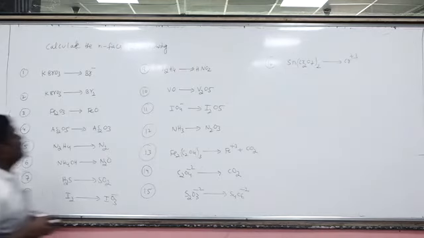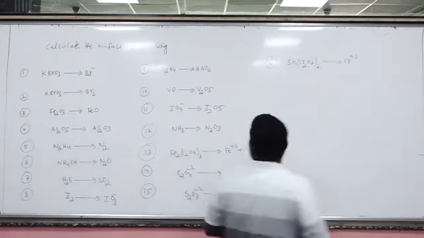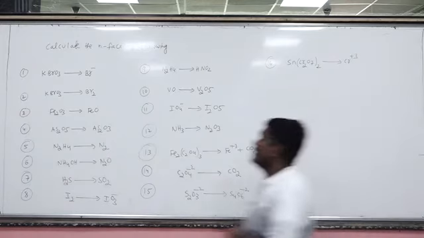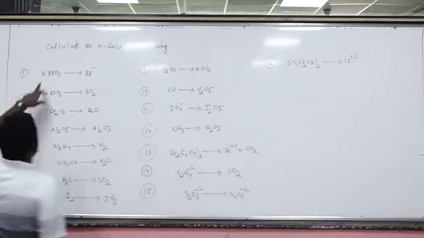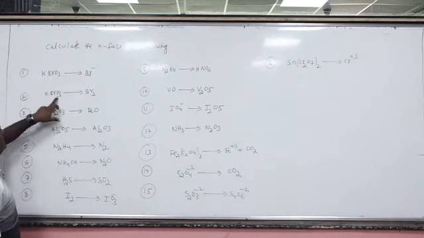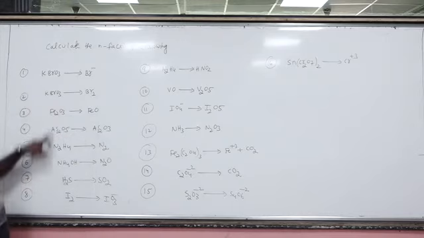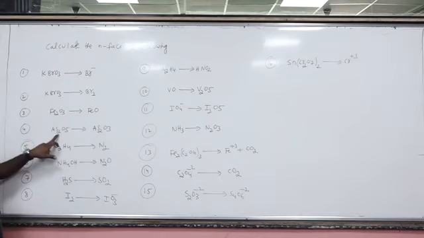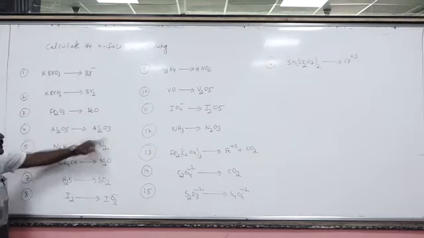Now there are some questions given to you. Calculate the n factor of the following compounds. First one, KBrO3 gives Br minus. Second one, KBrO3 gives Br2. Third one, Fe2O3 gives FeO. Fourth one, As2O5 gives As2O3.